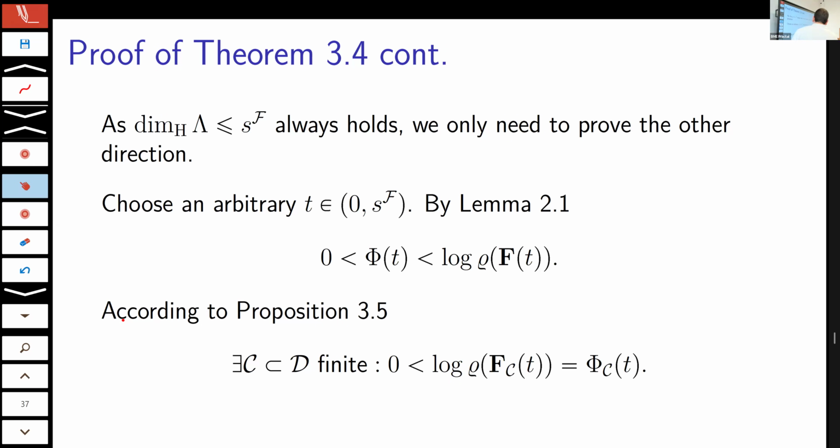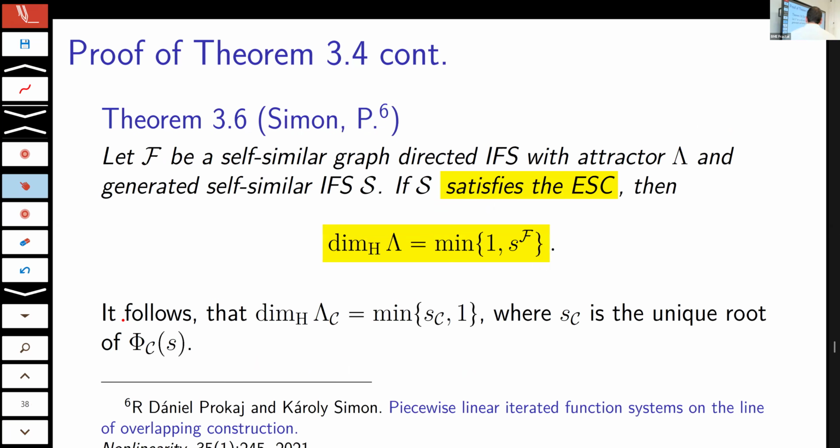By the lemma I showed you, since we have irreducibility, the pressure function at this value t is always less than the logarithm of the spectral radius of the corresponding matrix. Now, according to the proposition, we can find a finite subsystem whose spectral radius logarithm is equal to its pressure, because it's finite and irreducible. And I can choose this C such that it's arbitrarily close to the original one, right? We can approximate it because we have limited irreducibility.